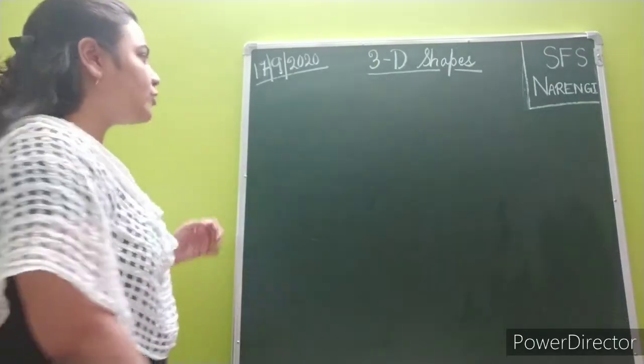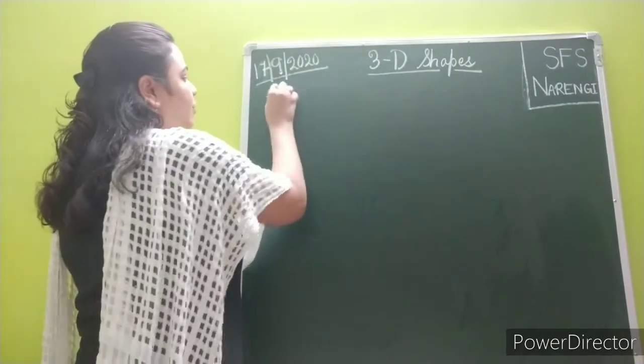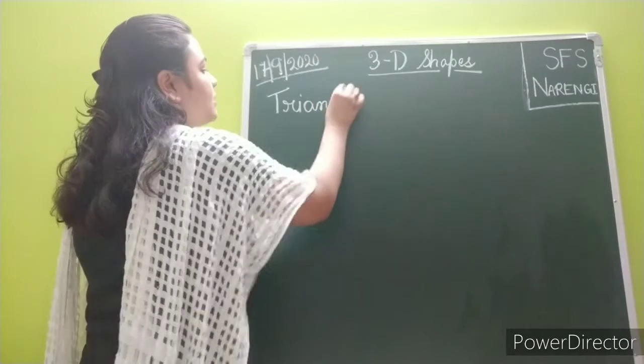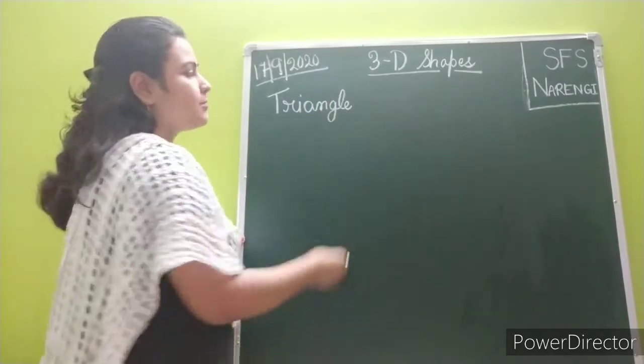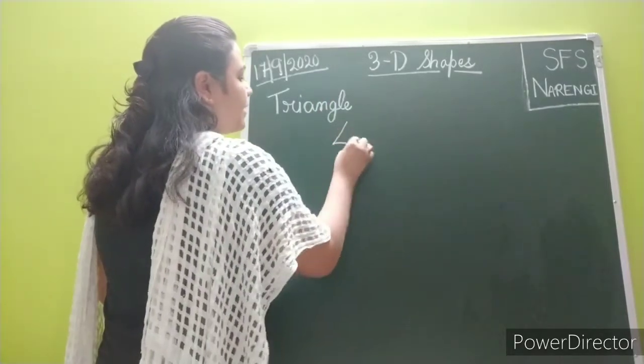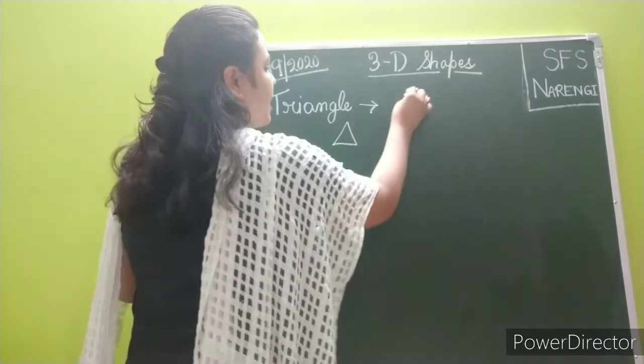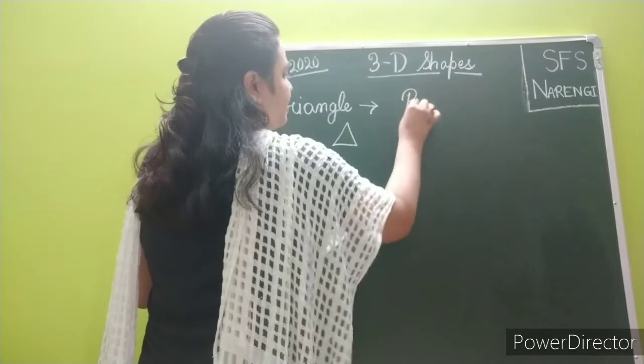So first of all, what do we have? What is the first type of polygon that we talked about? It was a triangle, isn't it? So, the triangle is a three-sided figure and the 3D shape of a triangle is a pyramid.